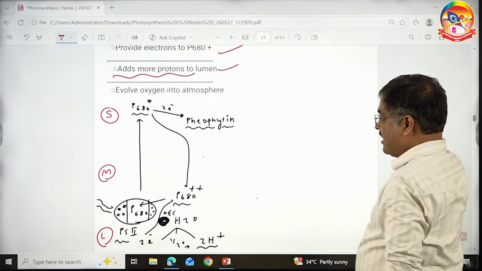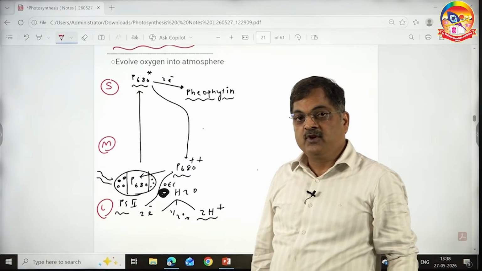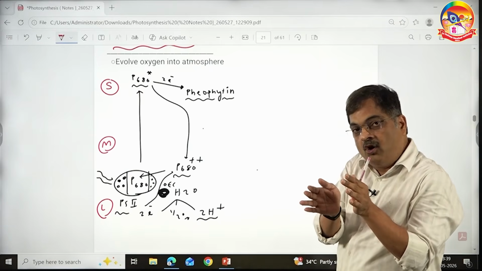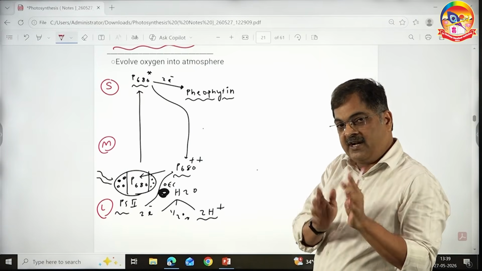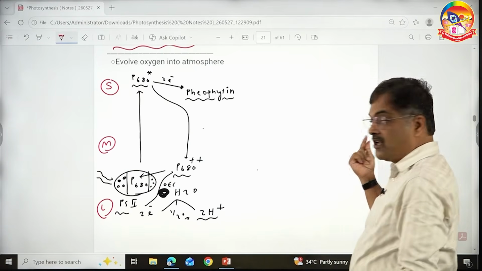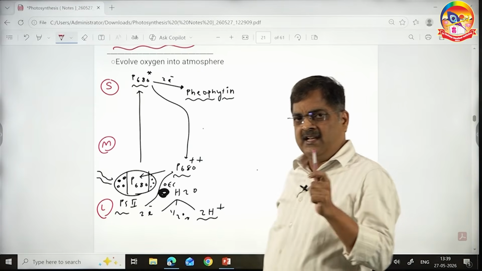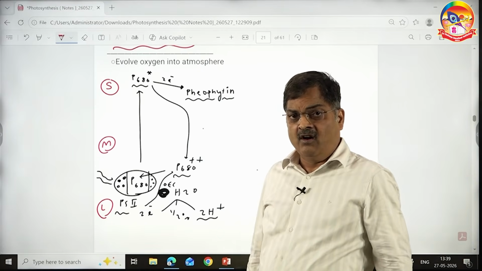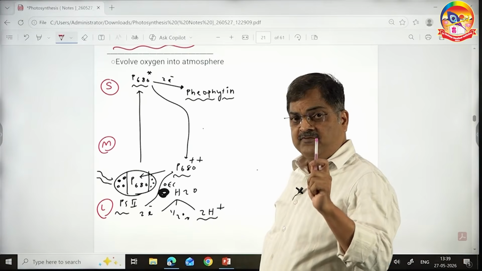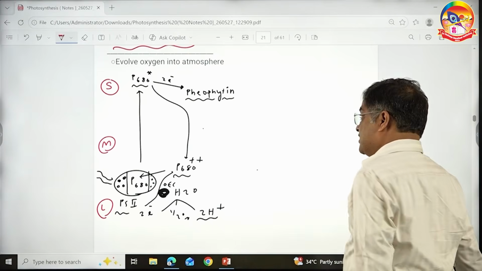All right, so nice. We have reached up to here. This is the first part of non-cyclic electron transport. I'm pretty sure that you understood this without any problem. Then comes the next very important point, which I'm pretty sure you have to concentrate on, children. What will happen next? Listen here.